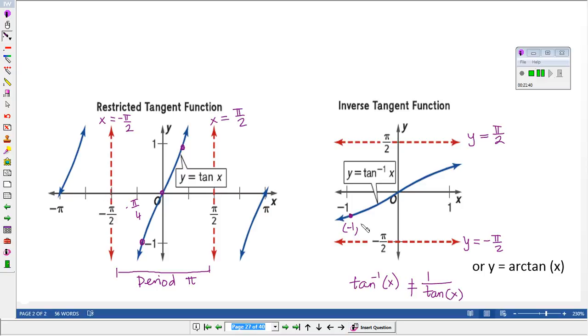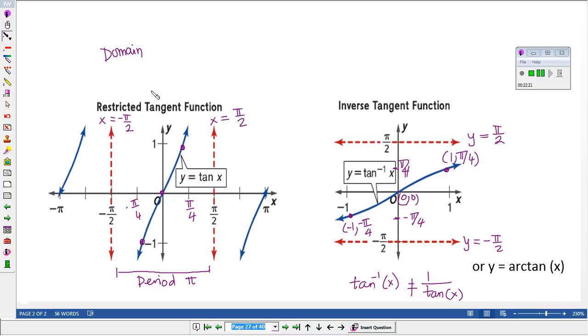When I graph the inverse, I flip it, so I interchange the x and the y to become negative 1, comma negative pi over 4. Again, the middle point, 0, 0, stays the same. The third point for the graph of tangent is pi over 4, comma 1. So for the inverse, it will be 1, comma pi over 4. So now you have the graph of the inverse of tangent.